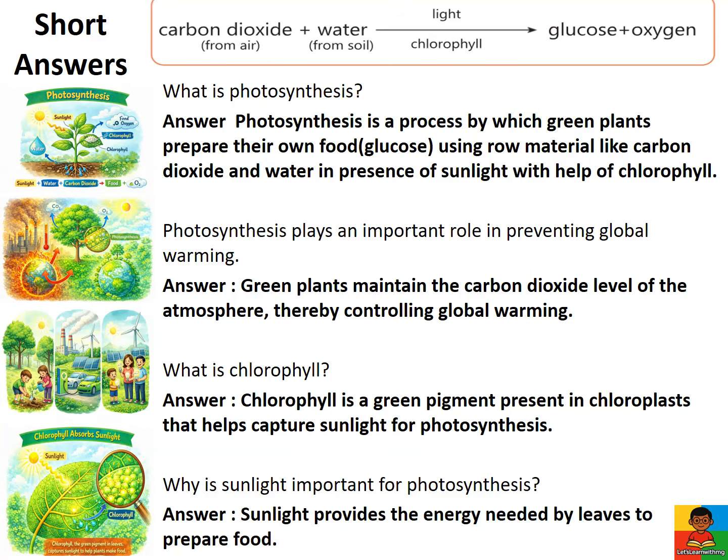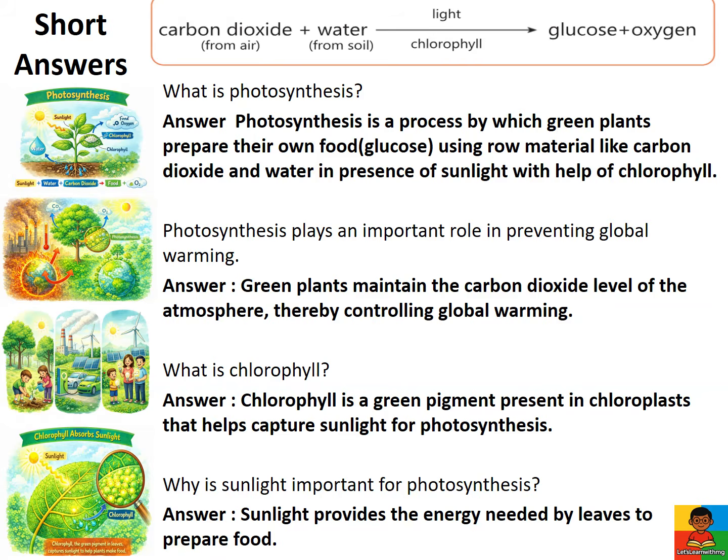More short answers. What is photosynthesis? Answer: photosynthesis is a process by which green plants prepare their own food, glucose, using raw materials like carbon dioxide and water in the presence of sunlight with help of chlorophyll. Photosynthesis plays an important role in preventing global warming. Answer: green plants maintain the carbon dioxide level of the atmosphere, thereby controlling global warming.